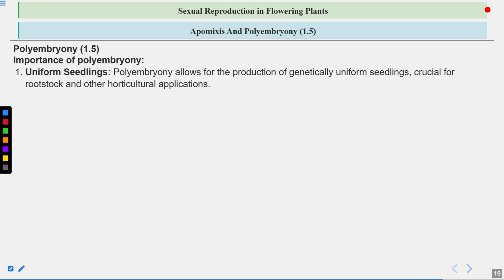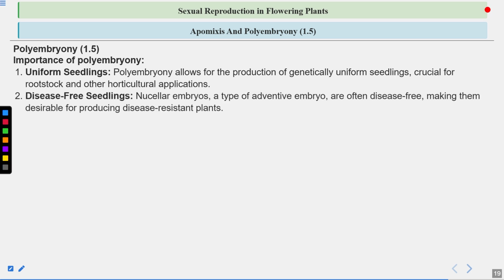Generally, we keep a stock of something, a stock of seed, a stock of fruit, right? So polyembryony allows the production of genetically uniform seedlings. So next season also, if you want to grow the same seedlings, that of the same variety, that is the root stock. Root stock means the collection. You are having the genetically uniform seedlings now, the collection, right? That will be for the horticulture applications.